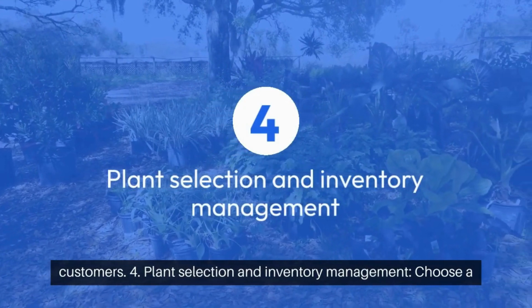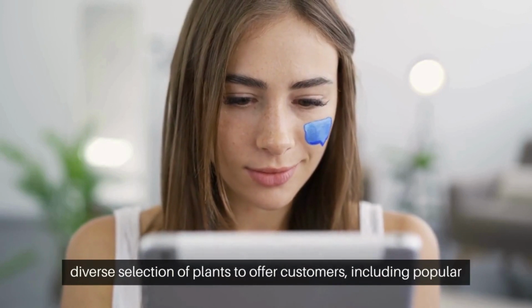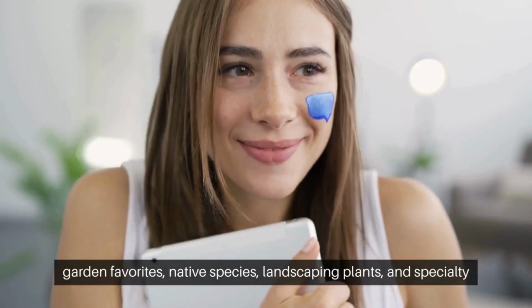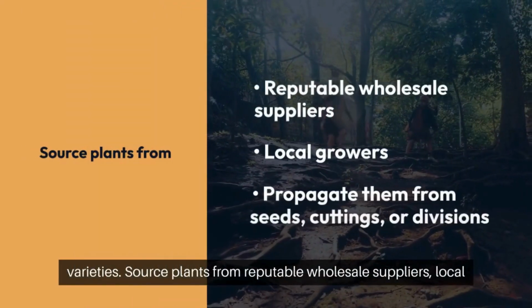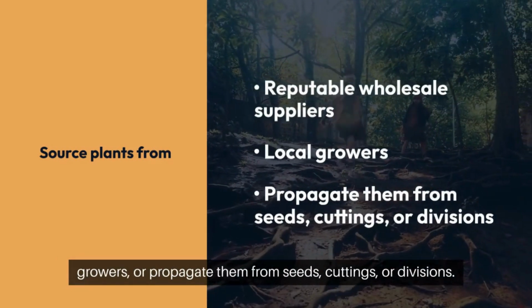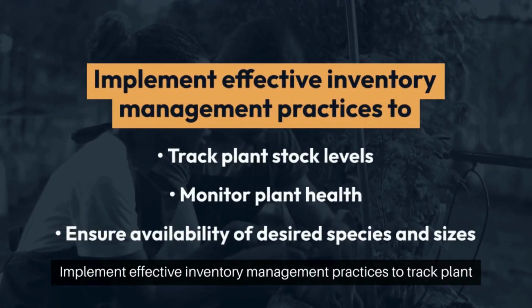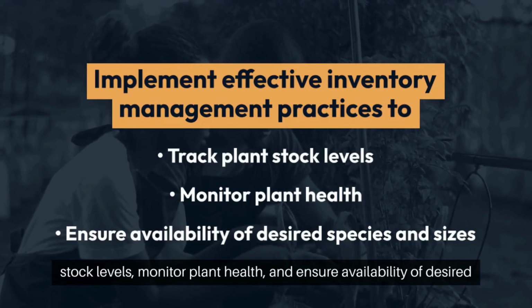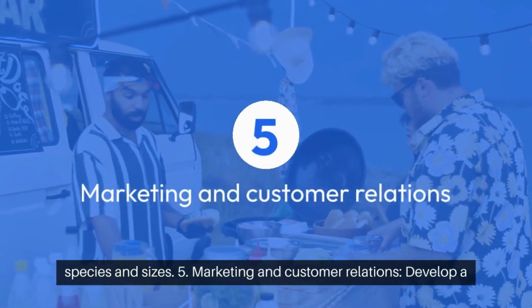4. Plant selection and inventory management. Choose a diverse selection of plants to offer customers, including popular garden favorites, native species, landscaping plants, and specialty varieties. Source plants from reputable wholesale suppliers, local growers, or propagate them yourself from seeds, cuttings, or divisions. Implement effective inventory management practices to track plant stock levels, monitor plant health, and ensure availability of desired species and sizes.